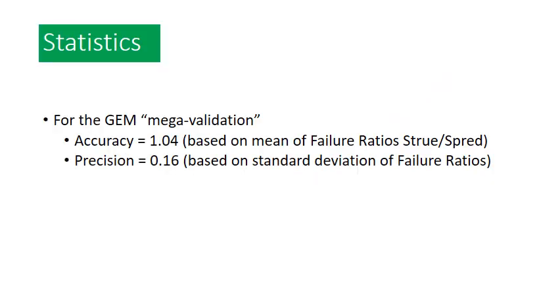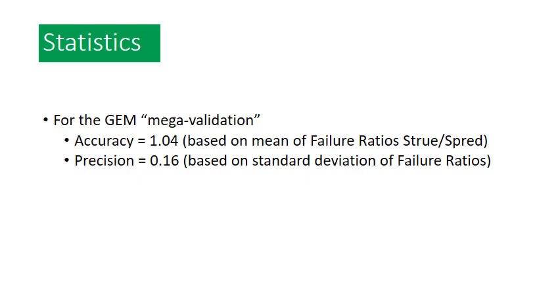If I go and look at the statistics for this Megavalidation study, I describe the accuracy in terms of the mean of the failure ratios. The failure ratio for each data point is the true failure strength, as measured in the lab or through a service failure, divided by the GEM predicted failure strength. When I take all those 300 or whatever data points and come up with the mean of the failure ratios, I get an accuracy of 1.04.